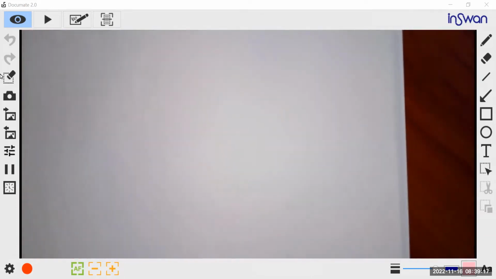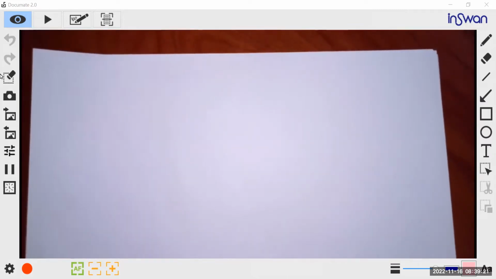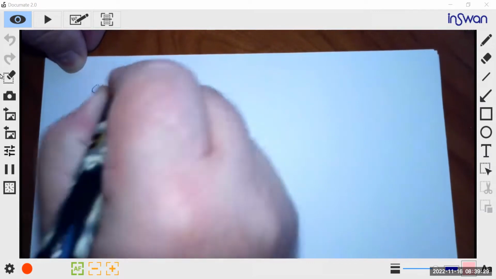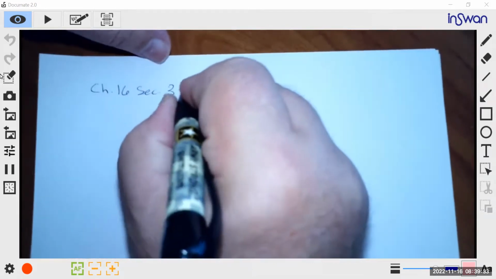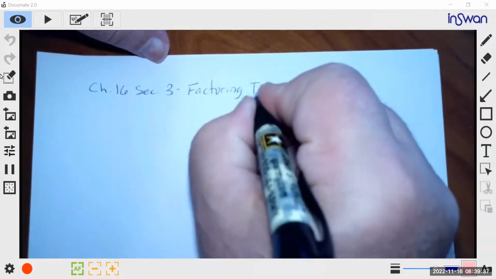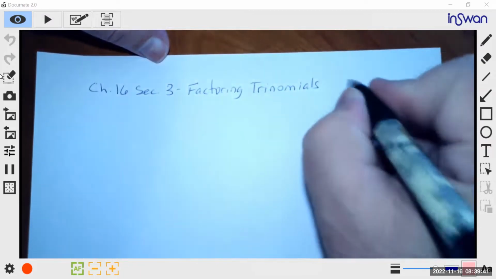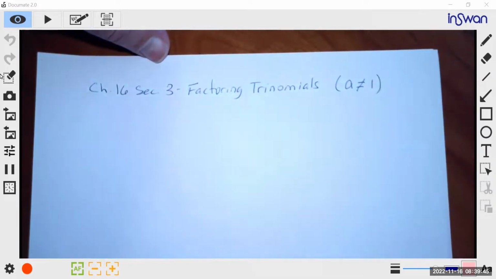Okay, the textbook itself in this next part wants to show you a more complex way, which I really don't like, so I'm not going to show it to you. I'm going to show you my way. Factoring trinomials, but this time your leading coefficient will not be 1.